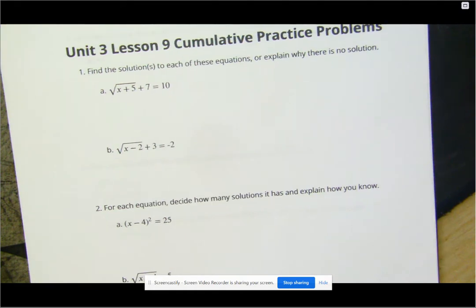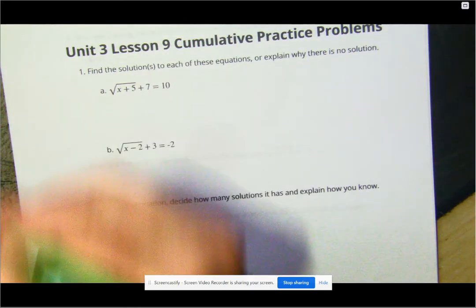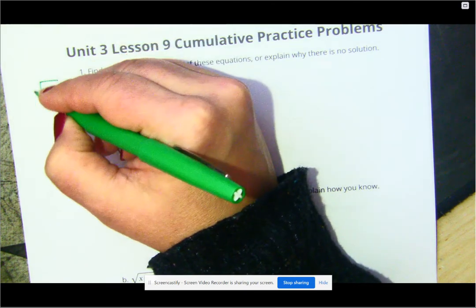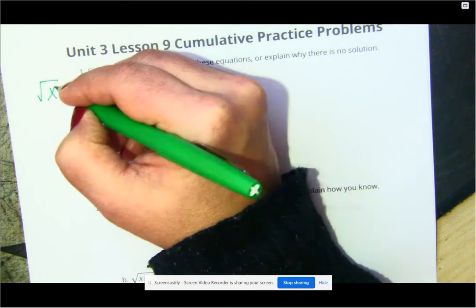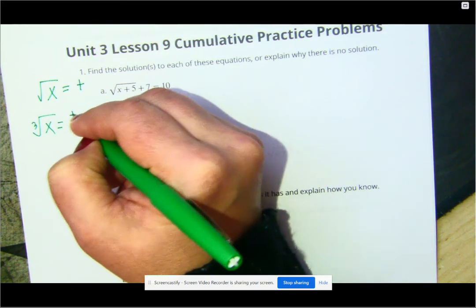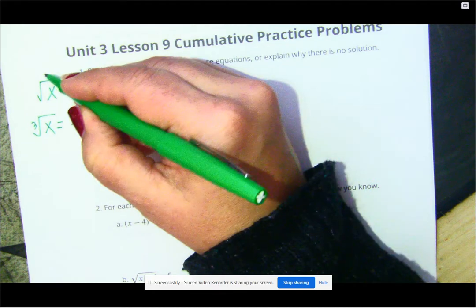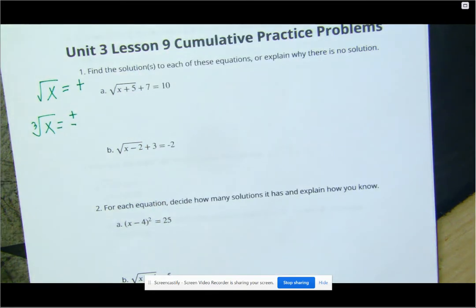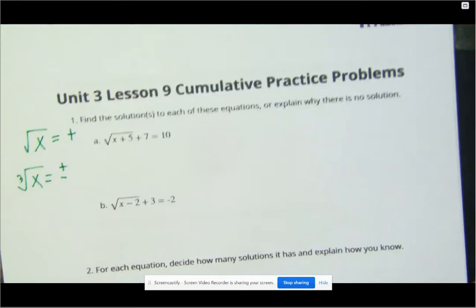Number 1, it says, find the solutions to each of these equations or explain why there is no solution. So oftentimes when it comes to square roots, the answer is positive, so it's going to have one solution. If it's a cube root, it can have a negative or a positive solution. So if the radical's already alone, you can look and decide. Right now, the radical's not alone, so I can't even really make a decision.